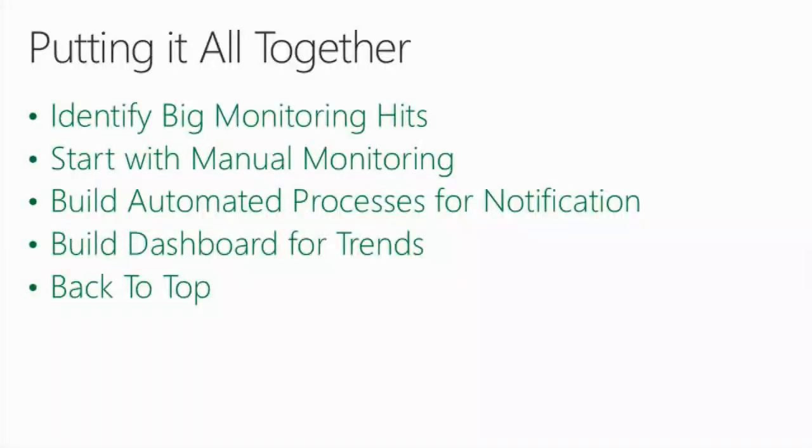So, putting it all together, look for the big hits. Start some kind of manual monitoring. You really need to identify someone to do this in your group. Actually, once you lay it out, you could just have an intern come in and look at this stuff and send out emails. But putting the plan together is the first step. And then automate it. Automation is the key.